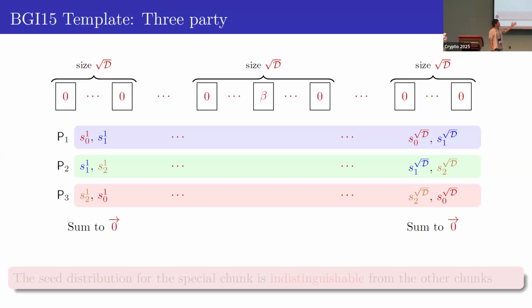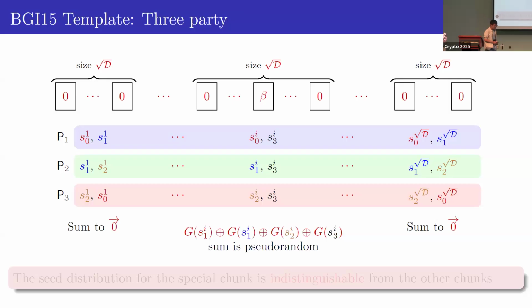Now, I still haven't told you how we sample the seeds for the special chunk. BGI-15 has an interesting observation that you can sample an additional seed, the black seed here, and distribute the seeds in this manner. The point here is first, if you look at the special chunk, the expansion of the PRG summed up is still pseudo-random. No matter which 2 out of these 3 parties you corrupt, there is still a seed that is only given to the honest party, so that seed guarantees that this string is pseudo-random.